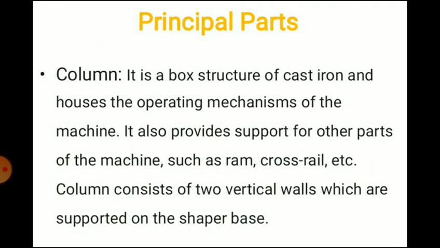So the column consists of two vertical walls which are supported on the shaper base. It is a box-like structure of cast iron and houses the operating mechanisms of the machine.